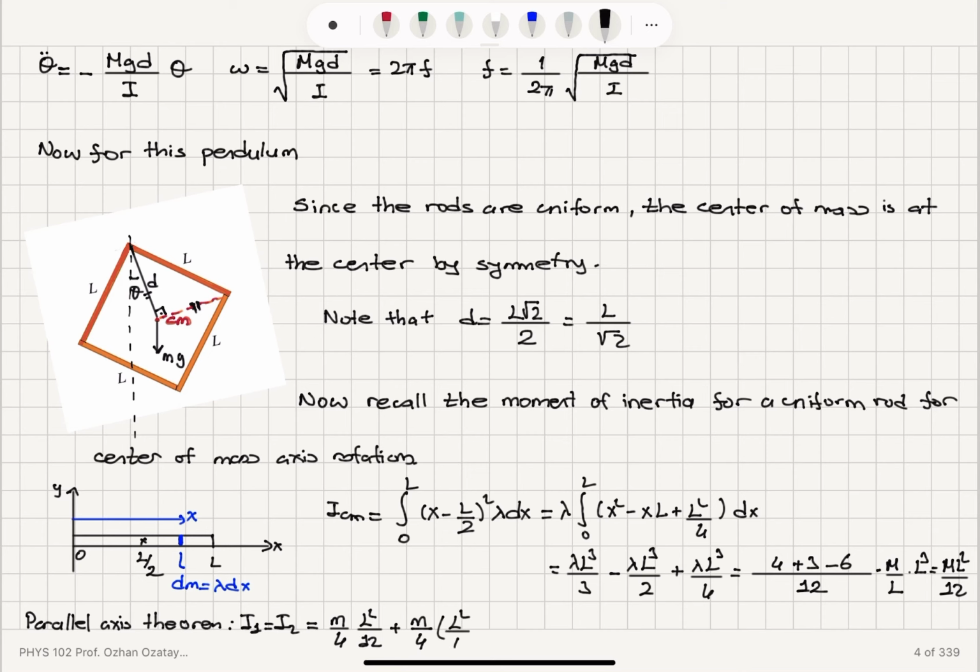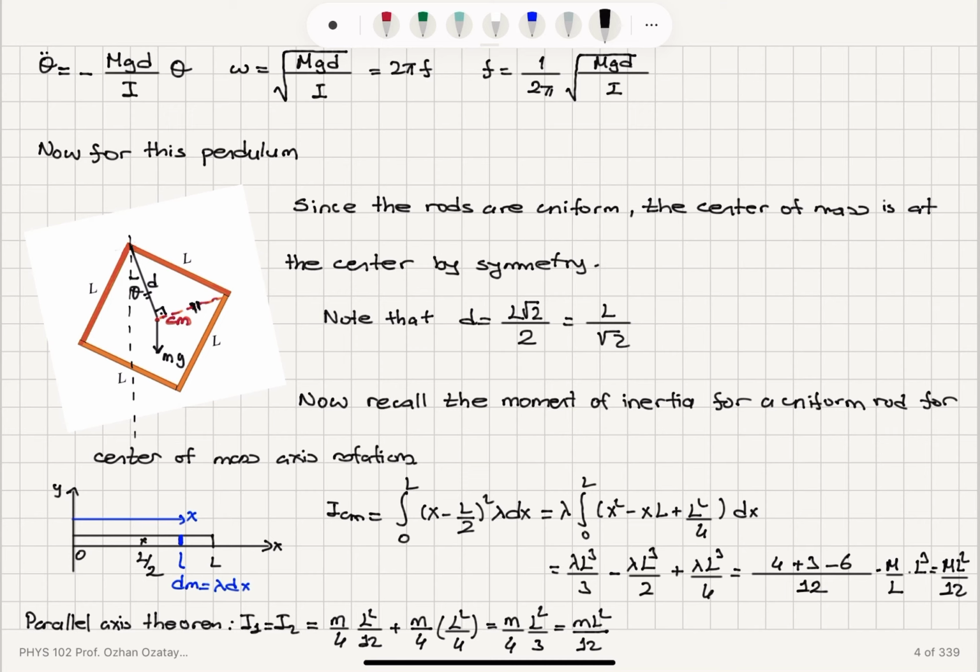So this is our parallel axis theorem. So this gives us m over 4 times, we have 3 over 12 L squared from here and plus 1 over 12 L squared. So that will give us 4 over 12, which is 1 over 3, L squared over 3. So this gives us mL squared divided by 12 for segments 1 and 2.